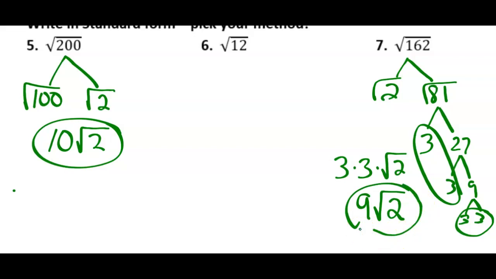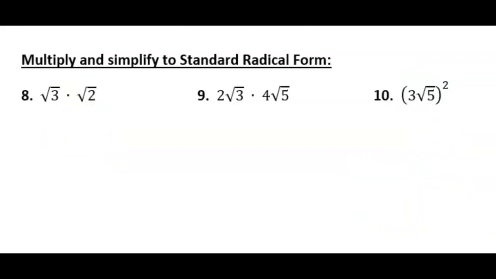I want to talk about 8. Okay, number 8. So this is applying that rule that we learned, or that property. The square root of 3 times the square root of 2 is the square root of 6. Now I have to ask, do I have any perfect squares in there? Do I have any pairs of shoes in there? I don't. This is my answer, so I'm all done.